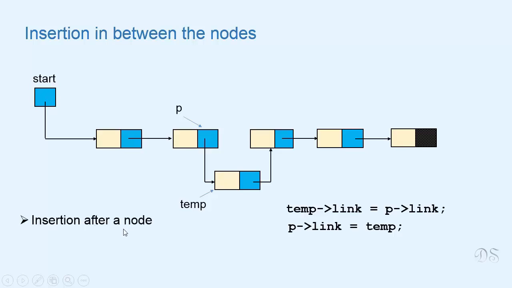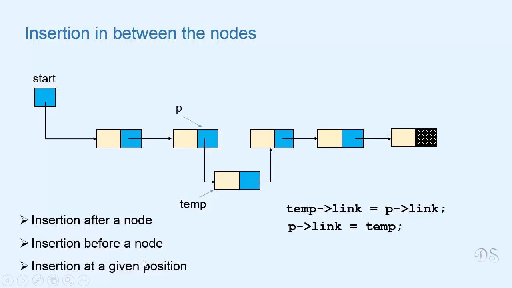Now we'll see how we can insert a new node after a given node, how we can insert a new node before a given node, and how we can insert a new node at a given position. These two statements of insertion will be the same in all three cases. The only difference will be in how we find this pointer p.